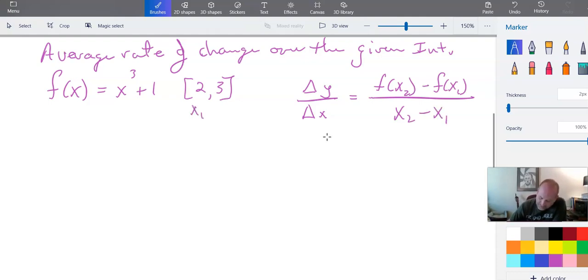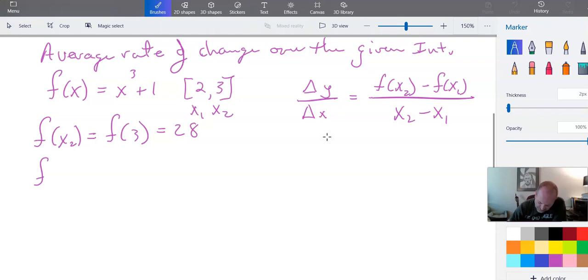This is x1 and this is x2, so those are going to be easy to plug in, right? What we need is f of x2 and f of x1. Well, even that's not too bad. All we have to do is take these and plug them into the function. So f of x2 would be f of 3, right? And f of 3, well, 3 cubed is 27 plus 1 is 28.